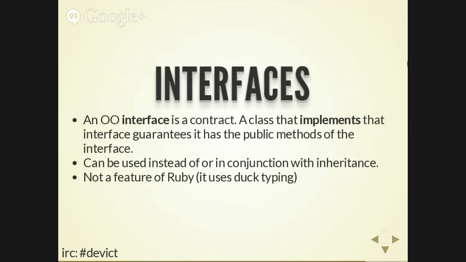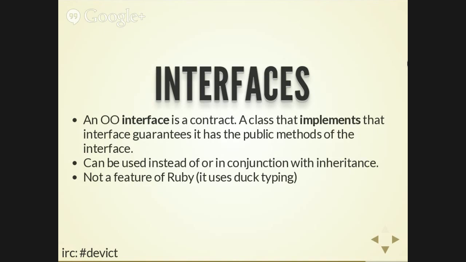So an OO interface, it's a contract. A class that implements some interface is guaranteeing that it has the public methods of that interface. So you can use this instead of or in conjunction with inheritance. I prefer using interfaces over inheritance, but there's nothing to say you can't do both. This isn't a feature in Ruby because in Ruby they use duck typing, where it's like, well, if it looks like a duck, talks like a duck, has the behaviors of a duck, then sure, we'll call it a duck. I don't need to know that it is a duck. I just need to know that it can quack.